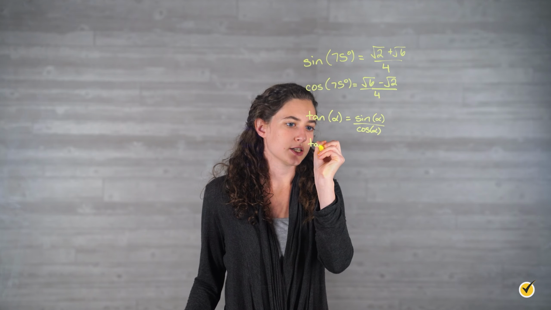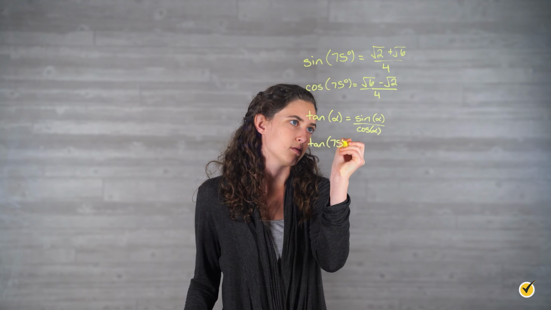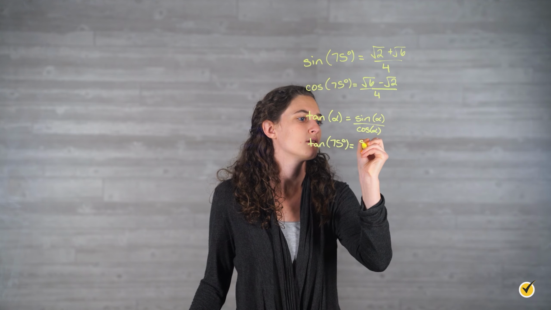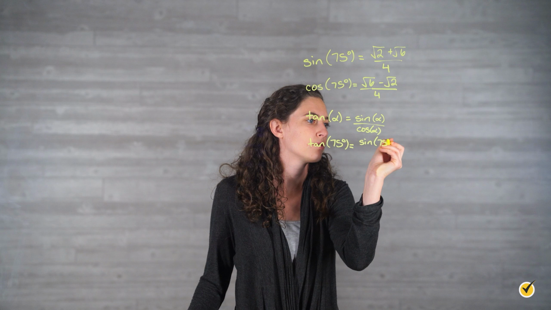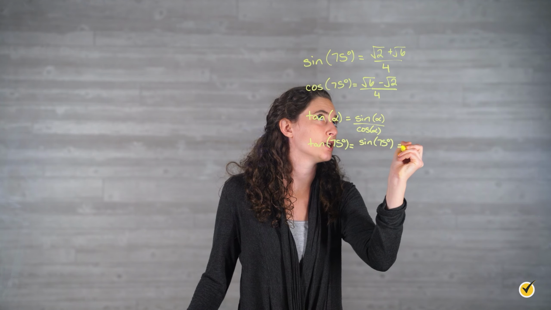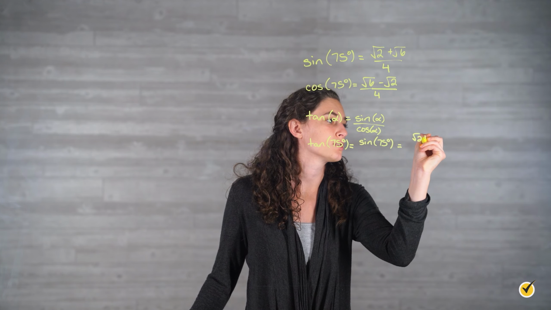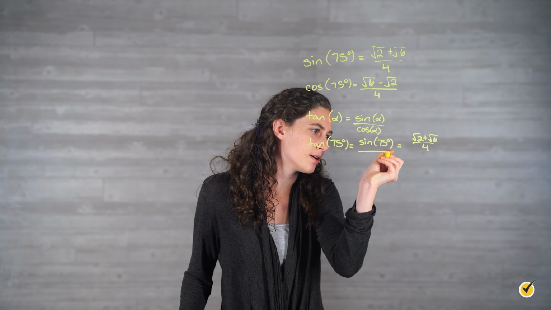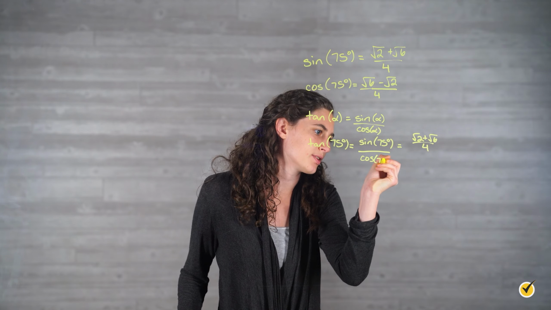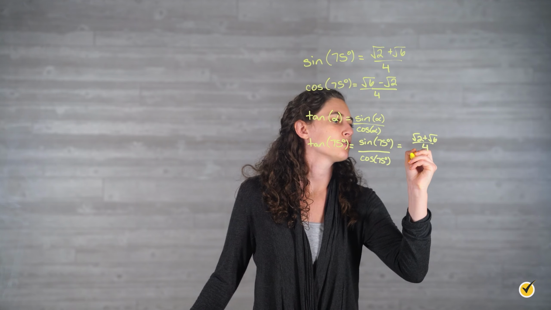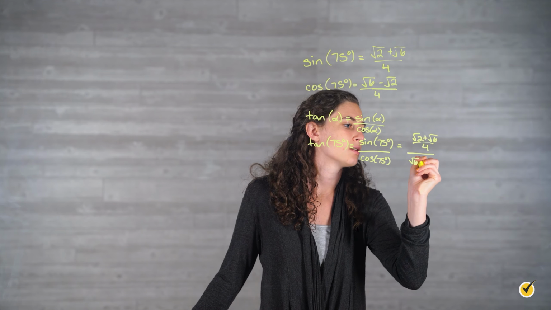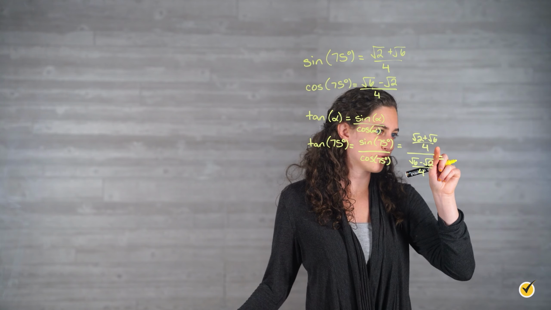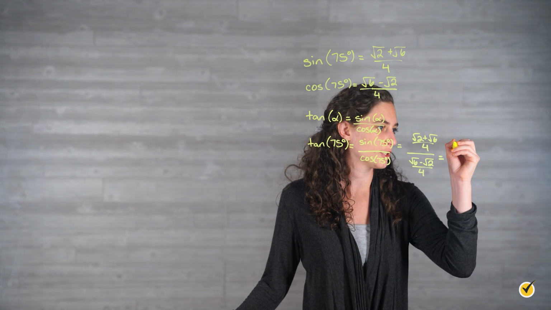So if we want to know the tangent of 75 degrees, we simply plug in the sine of 75 degrees, which is equal to the square root of 2 plus the square root of 6 over 4, and then divide it by the cosine of 75 degrees, which is equal to the square root of 6 minus the square root of 2 over 4. Now to simplify this, we can rewrite this as division of fractions.